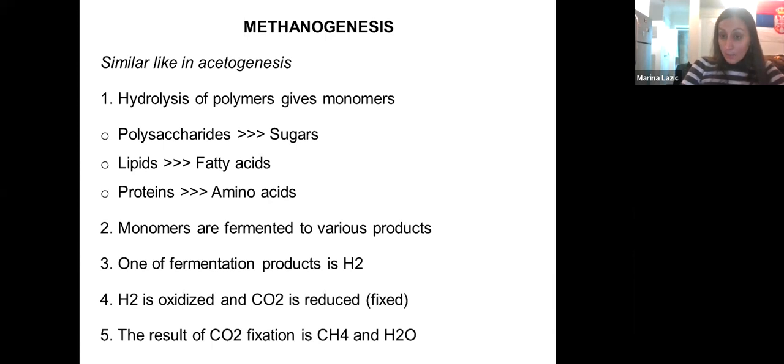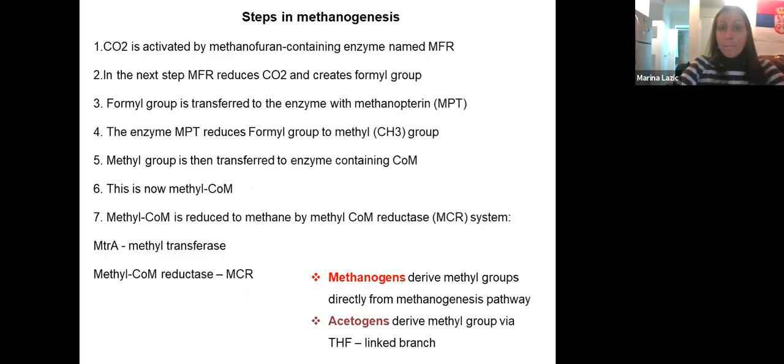Next process is methanogenesis. So very similar to acetogenesis. You have hydrolysis of polymers. You get monomers. Monomers get fermented to various products. One of the products is hydrogen. Hydrogen gets oxidized as an electron donor. Carbon dioxide is reduced or fixed. The result of carbon dioxide fixation is now methane and water, whereas in acetogenesis you had acetate. Here are some steps in methanogenesis.